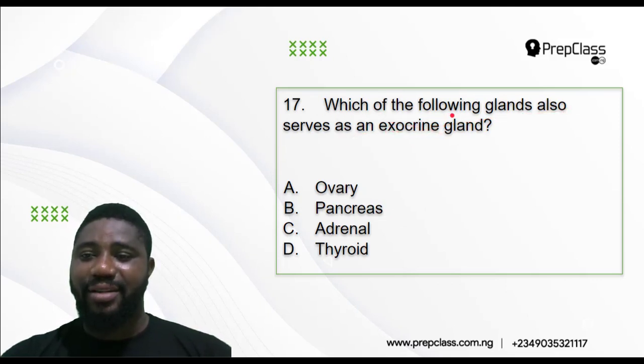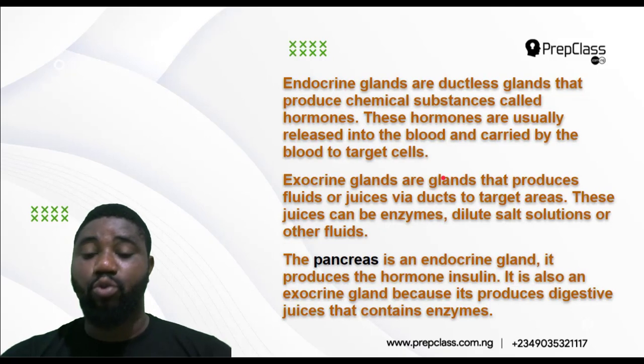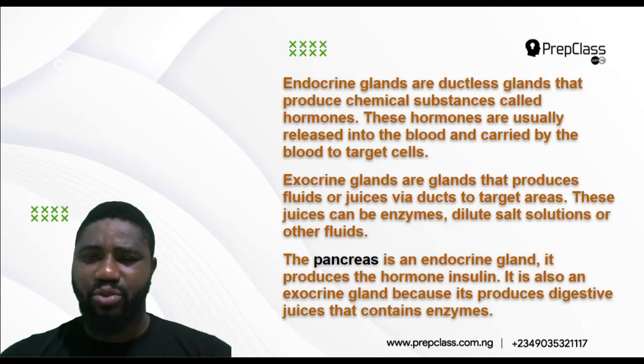17. Which of the following glands also serves as an exocrine gland? So that means that all these glands are endocrine glands. Ovary, pancreas, adrenal, thyroid, they are all endocrine glands. But which one can also act as an exocrine gland? Let us look at it too.